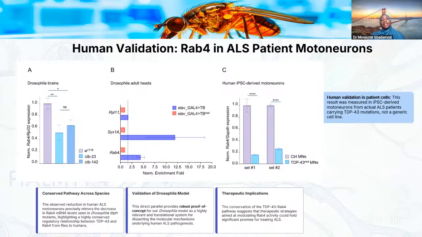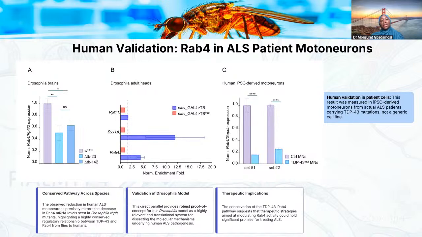Okay, so to validate this experiment, it's not just in flies. What we did was to validate RAB4 in ALS patient motor neurons. The first step we did was to get the brains of this lab's Drosophila mutant. We checked the mRNA using qPCR, and the level of the transcript was significantly lower in the mutants compared to the wild type.